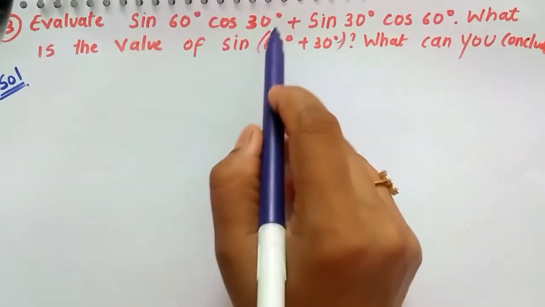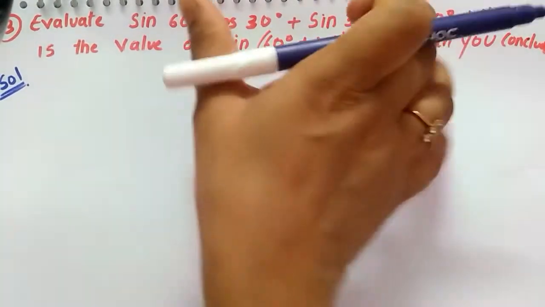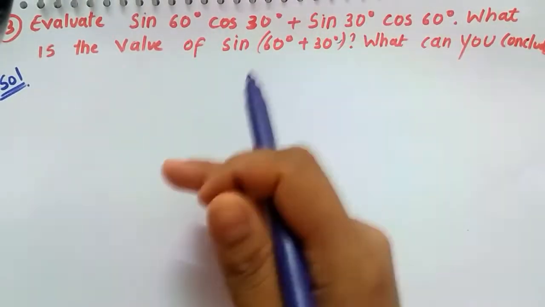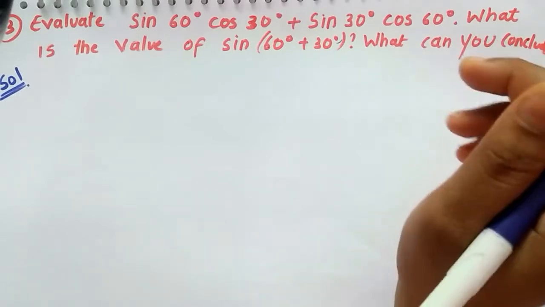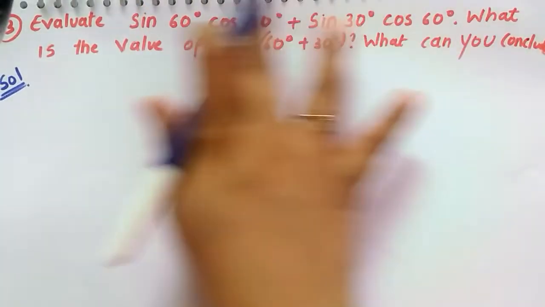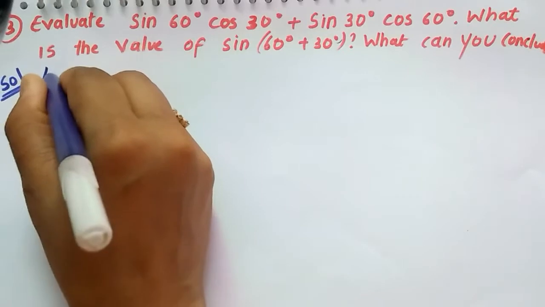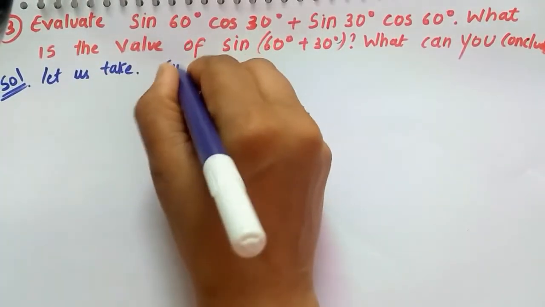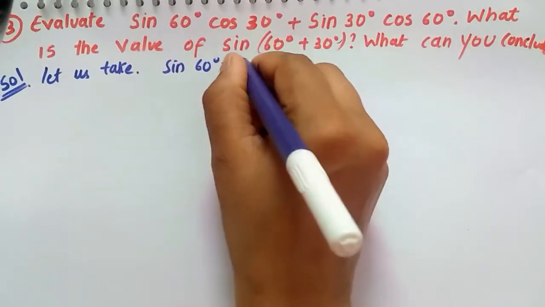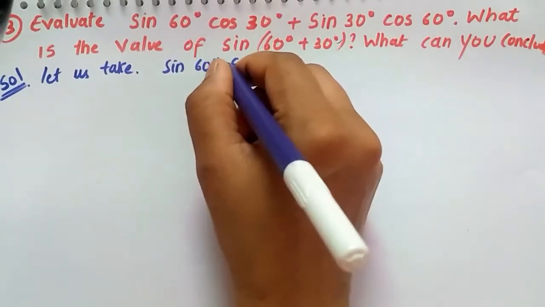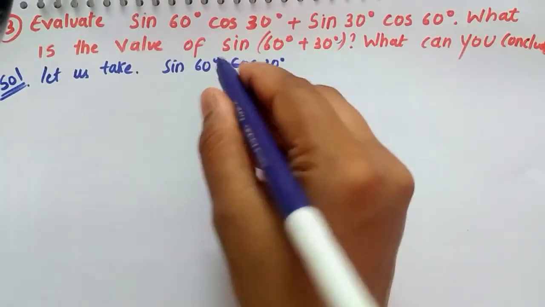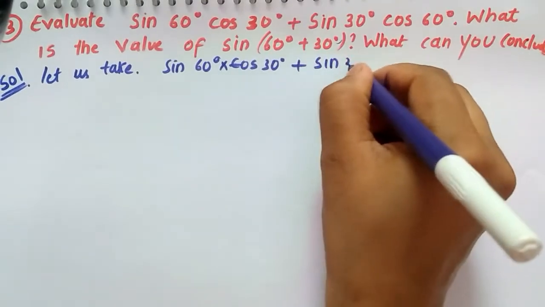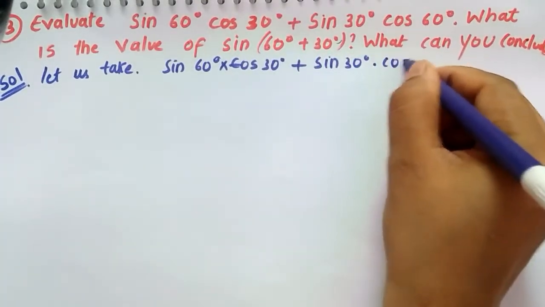First of all, when these problems are given, we first need to take up one value and solve that, and take another value and solve separately, and then we have to compare both values. Let's first copy the first part which is given. Let us take sine 60 degrees into cos 30 degrees. Since we don't want to get into the trouble of putting up the sign, we just take a dot, to make it presentable, plus sine 30 degrees into cos 60 degrees.